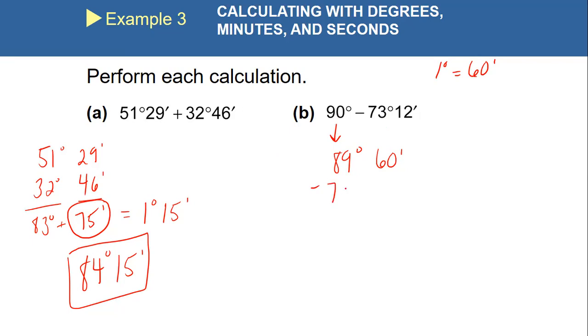So now minus 73 degrees, 12 seconds. Can I now subtract where I need to subtract? Yeah. So 89 minus 73 gives me 16. And then 60 minus 12 is going to give me... So my answer is 16 degrees and 48 seconds.